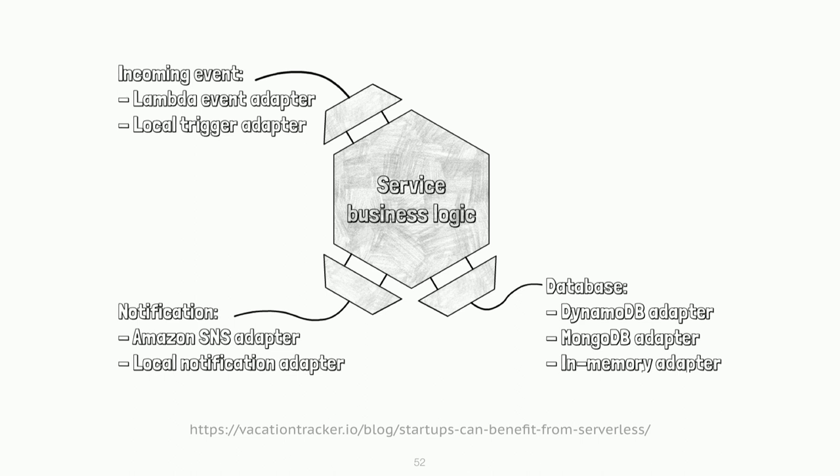And in serverless, this looks like this. You have events. You have different services that can be reprocessed along the serverless platforms. You can have one Lambda event adapter or a local trigger adapter going into one port. Or also, you can change between ports, I don't know, the SNS service, the Simple Notification Service, or a local notification adapter. And your database can use DynamoDB in serverless, but also locally you can use MongoDB or an in-memory adapter.